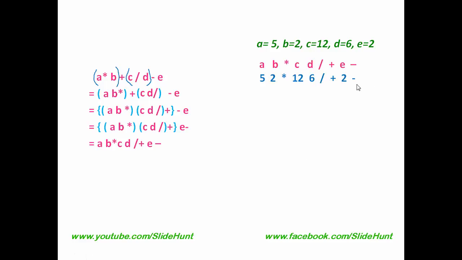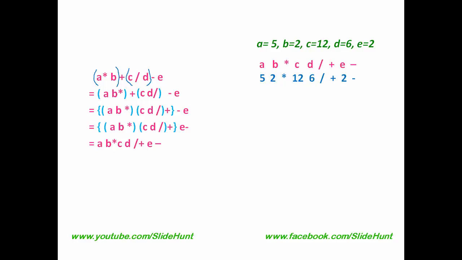First we assign some values to these variables. These are the values of the variables: A equal to 5, B equal to 2, C equal to 12, D equal to 6 and E equal to 2. After putting these values, this is our new postfix expression. Now we evaluate it. First we evaluate it manually and then we will use stack to evaluate it.